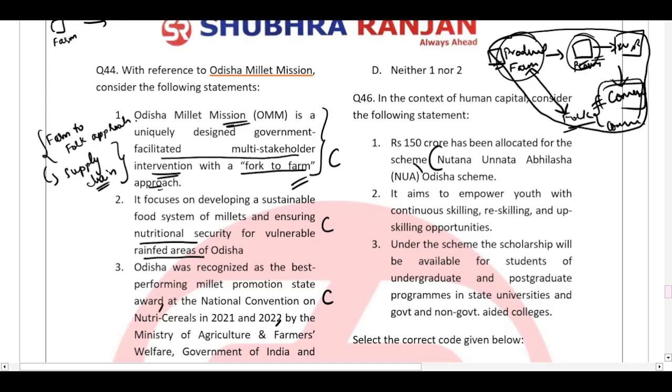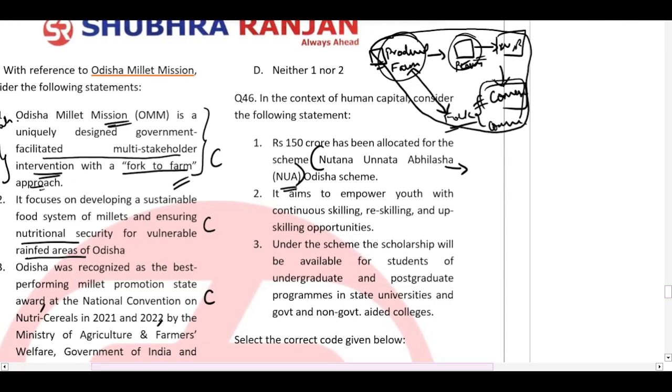Now, Nutana Unnata Abhilasha. What does it mean? This scheme aims to increase the skill level of people. It needs to empower the youth of Odisha. So this scheme mainly focuses on the youth of Odisha and wants to focus on three things: skilling, reskilling, and upskilling.